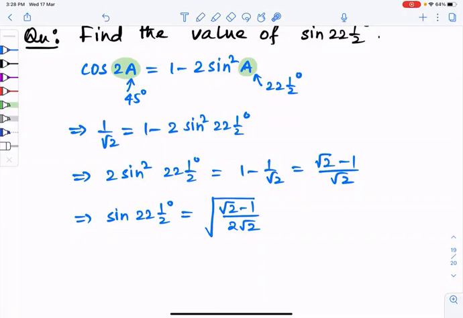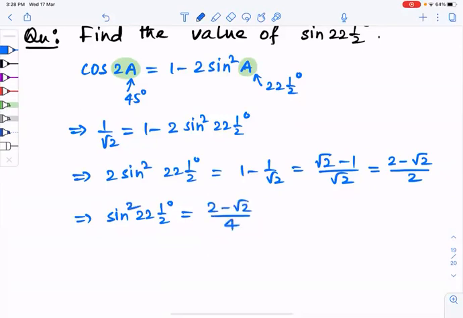We could have simplified it in a different way. We have written this as 2 minus root 2 divided by 2. We could have written that, then we could have got sine square 22.5 as 2 minus root 2 by 4. That would have been better to look at, at least to look better. Now if I take a square root, it will be root under 2 minus root 2 divided by 2.